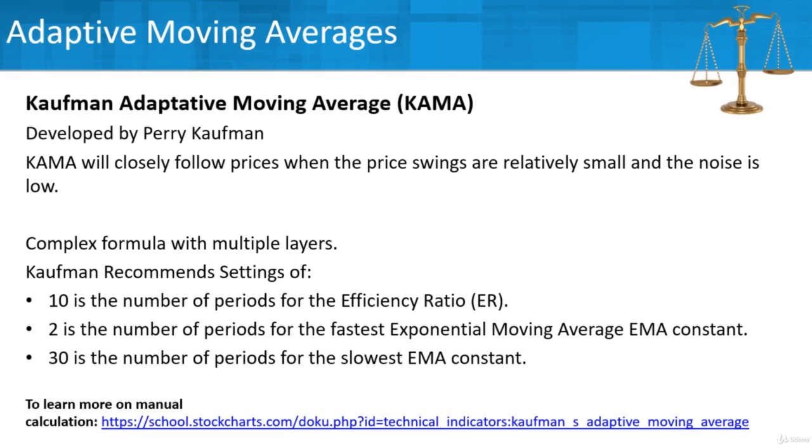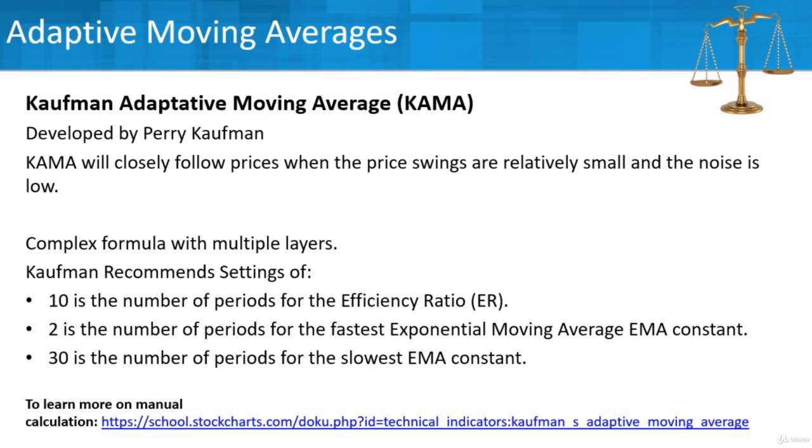What you'll see on trading platforms, and probably the most popular one of these, is the Kaufman Adaptive Moving Average, or you'll see it listed probably as KAMA, named after a gentleman named Perry Kaufman. And what it'll do is closely follow prices when the price swings are relatively small and the noise is low, right? So it's adjusting for that.